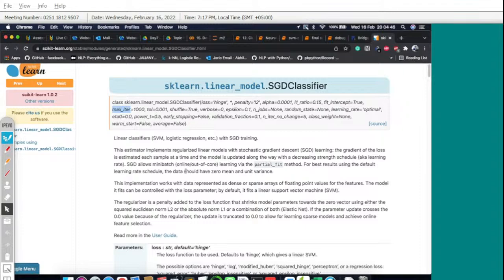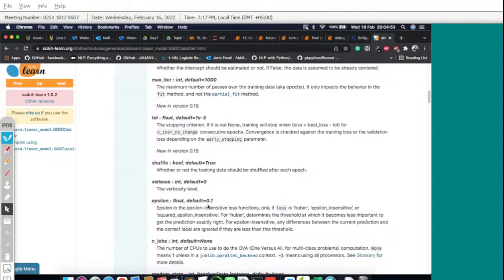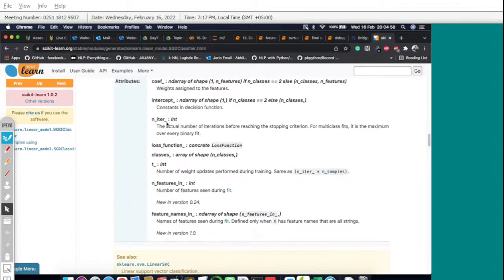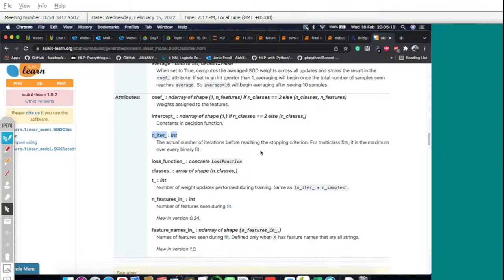Okay, and attributes. In that case, if you want to access the attributes, then you need to do sgd dot n underscore iter, and this will return us the information. So sgd dot n underscore iter, and it will return the information.